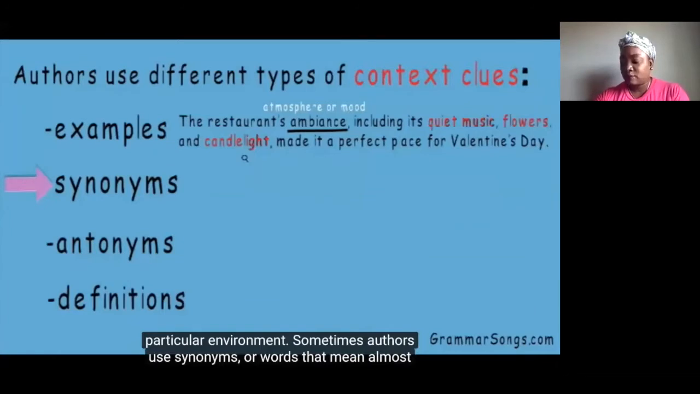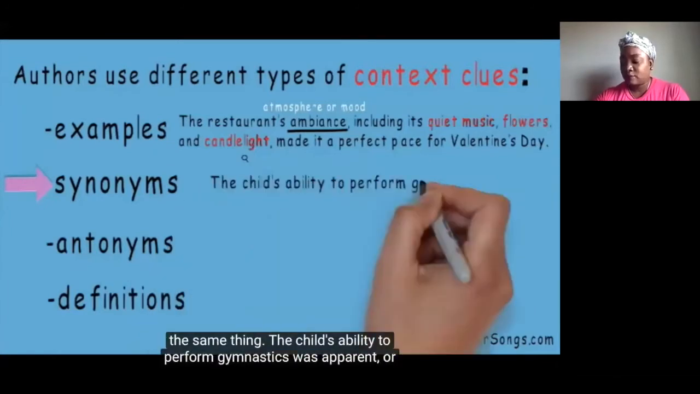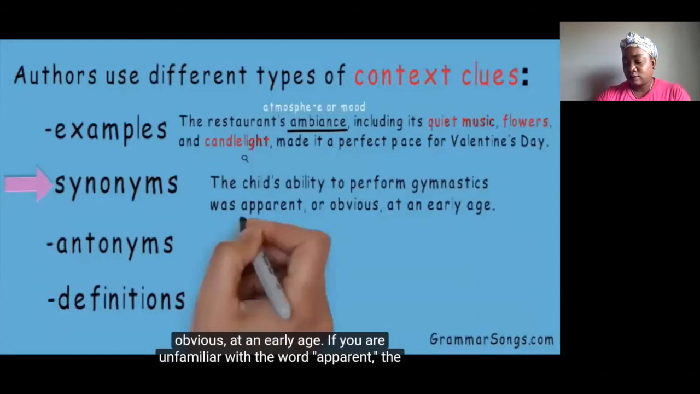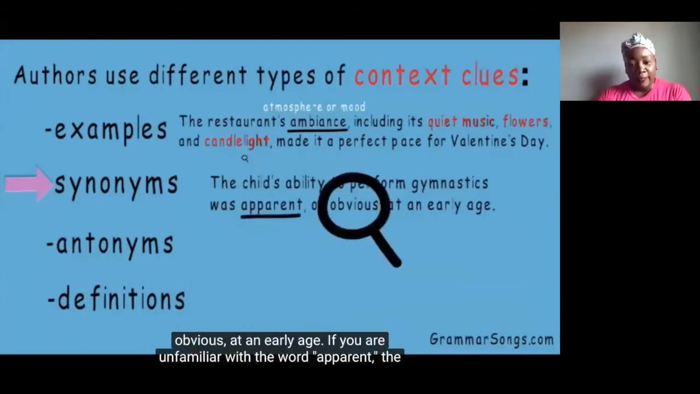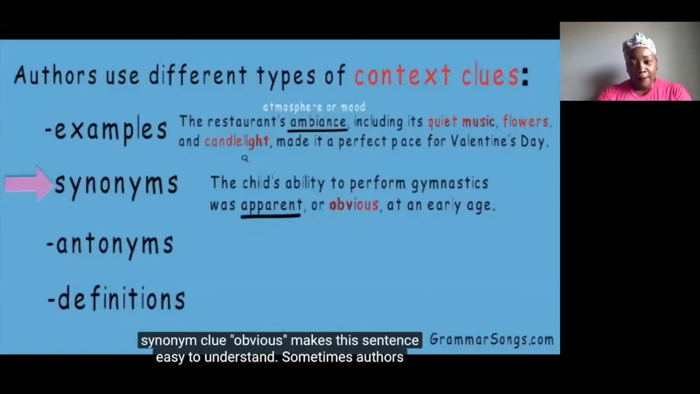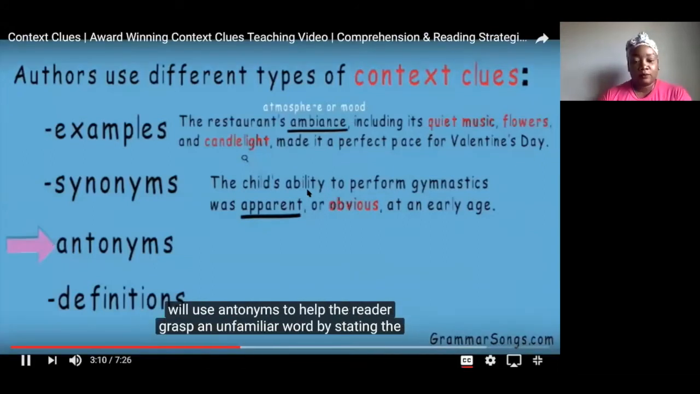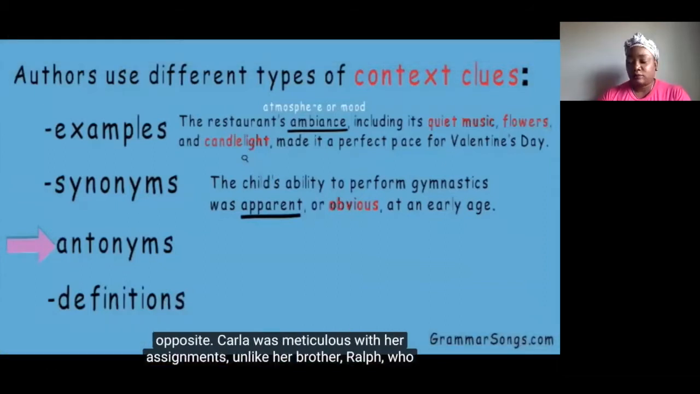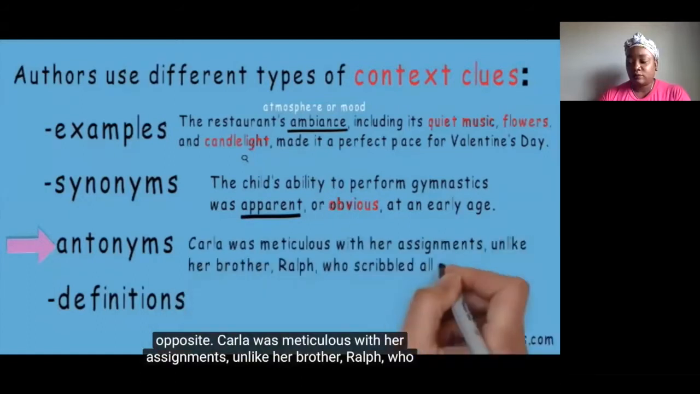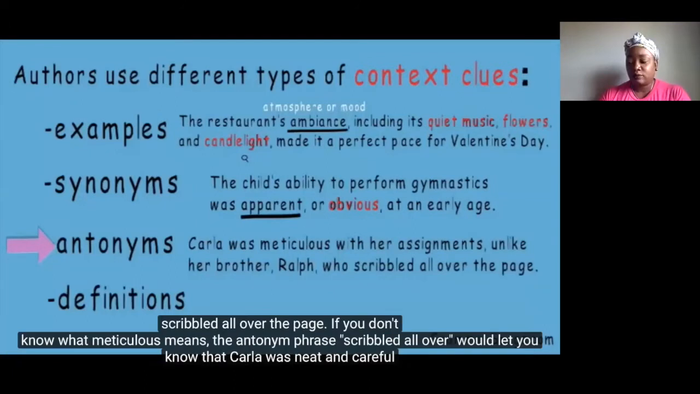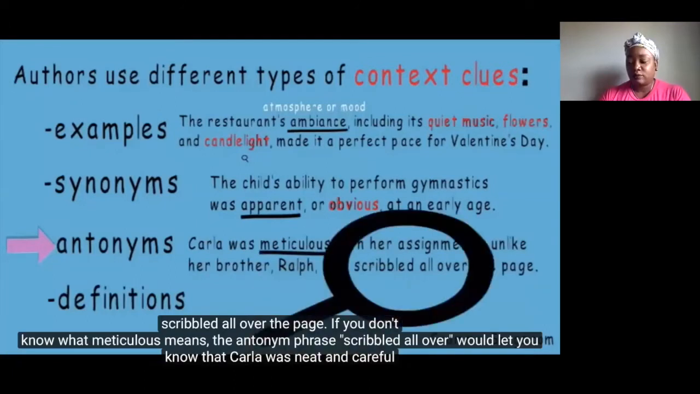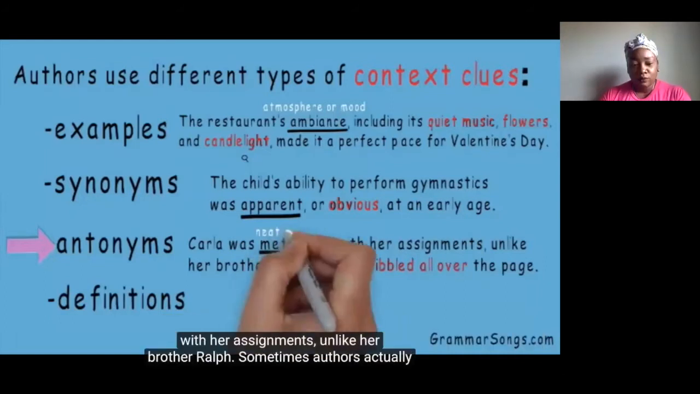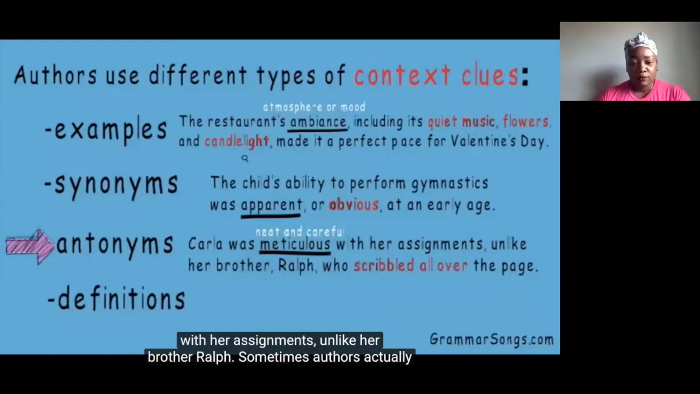Sometimes authors use synonyms, or words that mean almost the same thing. The child's ability to perform gymnastics was apparent, or obvious, at an early age. If you are unfamiliar with the word apparent, the synonym clue obvious makes this sentence easy to understand. Sometimes authors will use antonyms to help the reader grasp an unfamiliar word by stating the opposite. Carla was meticulous with her assignments, unlike her brother Ralph, who scribbled all over the page. If you don't know what meticulous means, the antonym phrase scribbled all over would let you know that Carla was neat and careful with her assignments, unlike her brother Ralph.